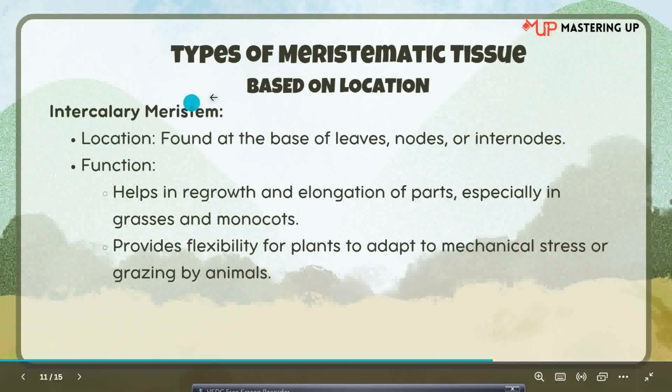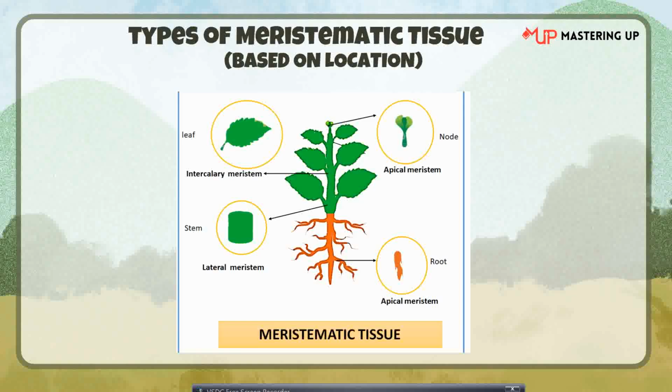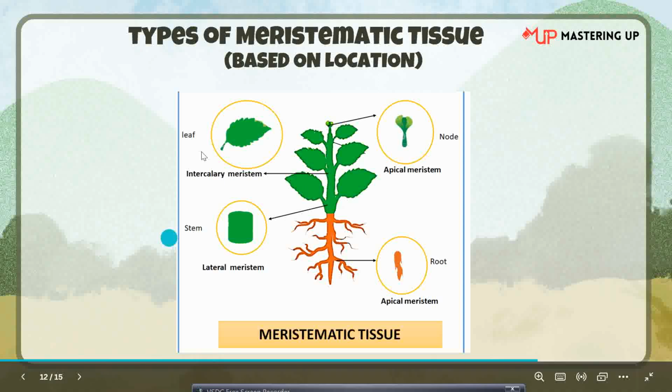The major function of intercalary meristem is that it provides flexibility for plants to adapt to mechanical stresses or grazing by animals. So intercalary meristem provides flexibility and strength to the plants, because it helps in the regrowth and elongation of different parts of the plants. Now here is the picture. It is a summary. Basically, this picture shows the summary.